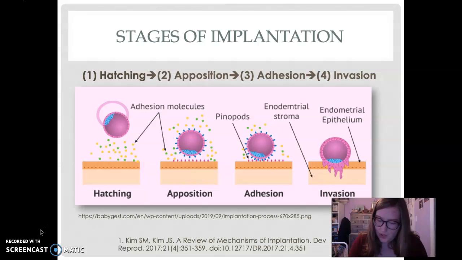In the final stage of implantation, called invasion, fetal trophoblast cells are allowed to invade the endometrial epithelium and enter into the endometrial stroma, which has a rich blood supply from the spiral arteries, which are reconstructed into chorionic villi that contain embryonic blood vessels and will eventually become the placenta.